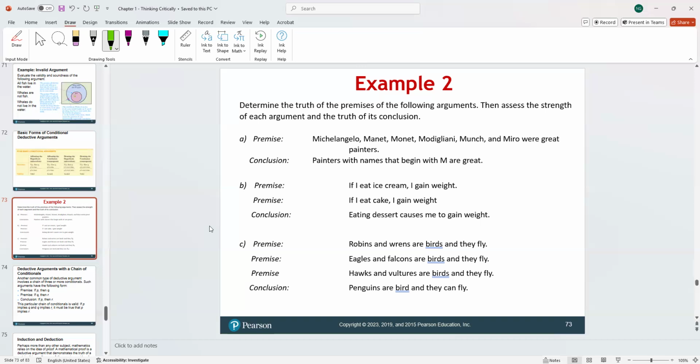The premises are true, but the argument is really weak. It speaks to only six of many, many painters, so you cannot conclude in any way that all painters with names starting with M are great. So the conclusion is false. The premises are true, the conclusion is false. It's a weak argument.